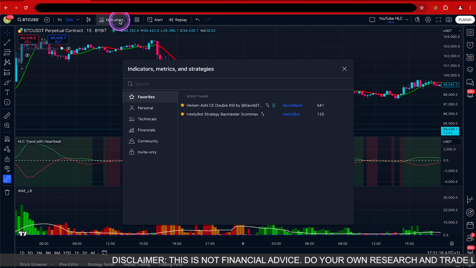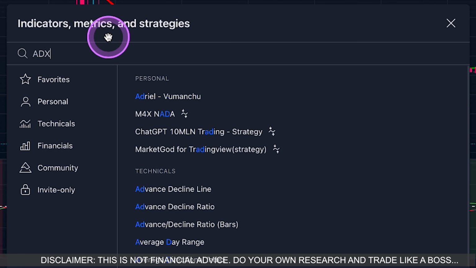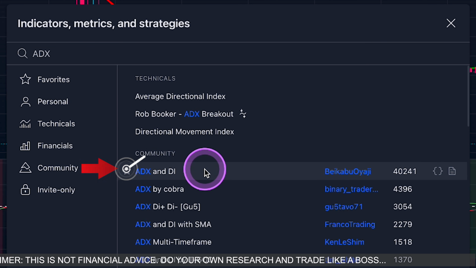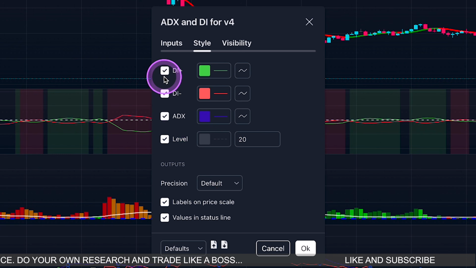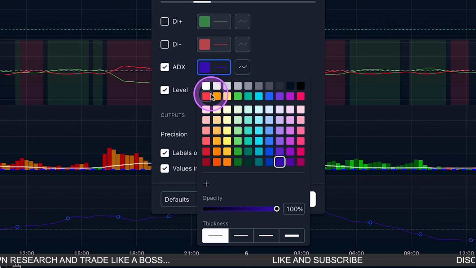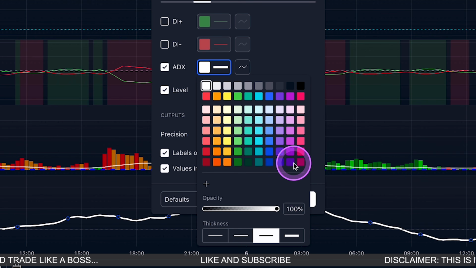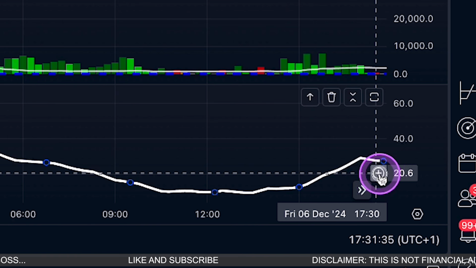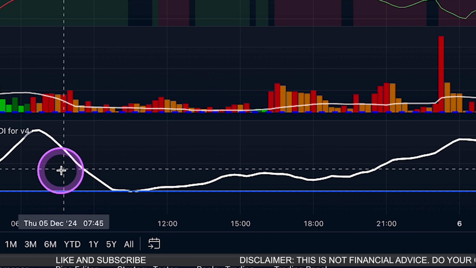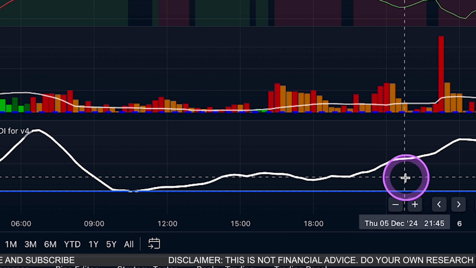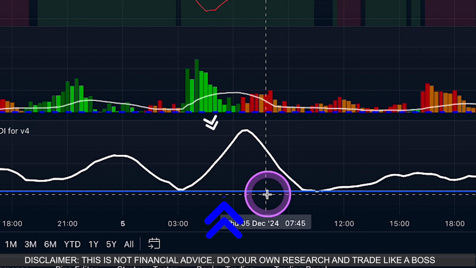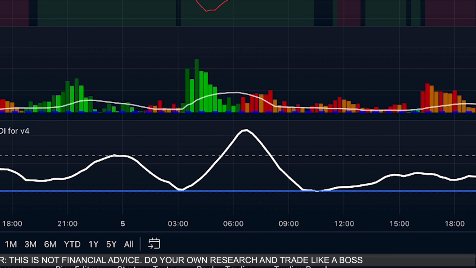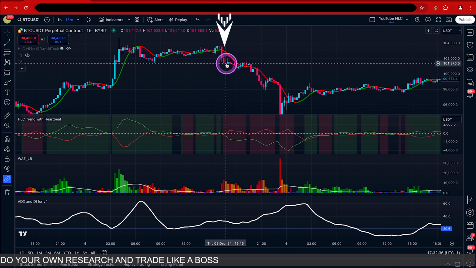Our final indicator for entries is going to be the ADX. We're going to be using this one here, the ADX plus DI. We're going to remove the DI, we do not need it for this strategy. And we're going to make the ADX white and a little bit thicker so we can see it on YouTube here. We're going to add a line at 20. Now, the ADX is a fantastic indicator for keeping us out of the market when markets are going sideways. All we're looking for is the white line to be above the blue line. Whether it's a long or a short, the white has to be above the blue line. Okay, let's have a look at one of these entries just here.